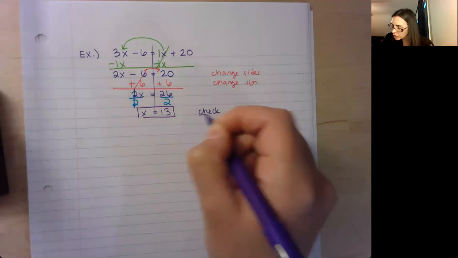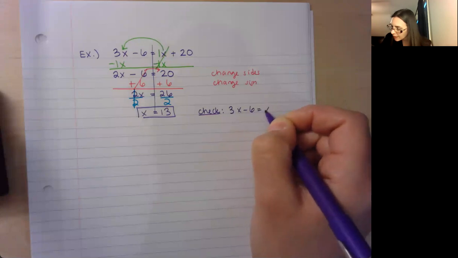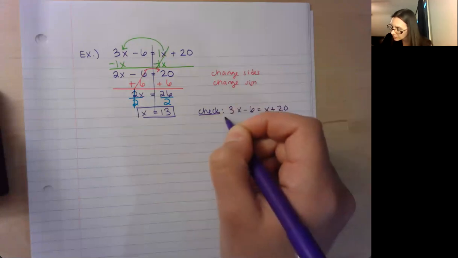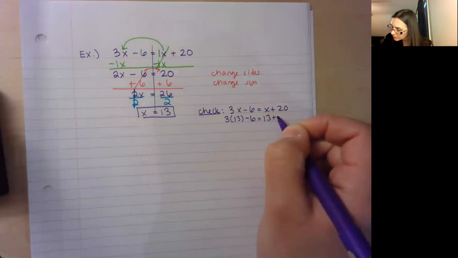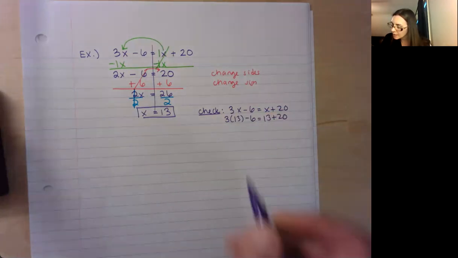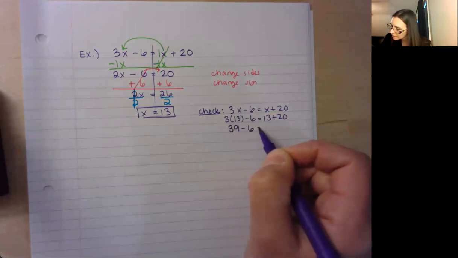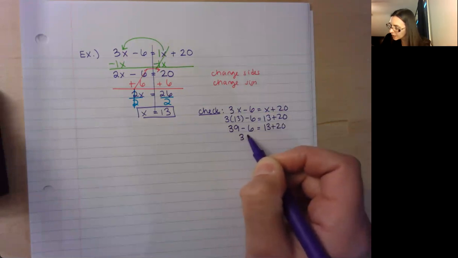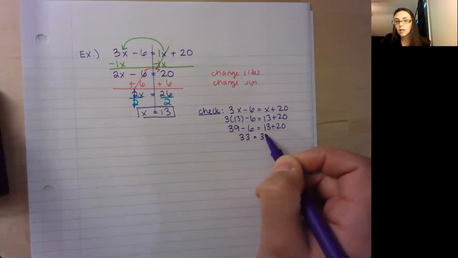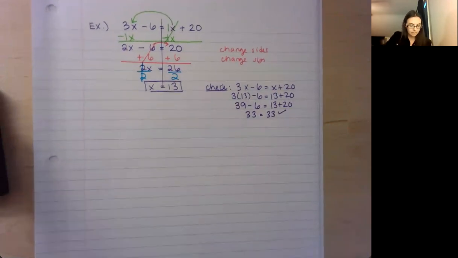All right, I'm going to just do one check here. So I go back to that original equation. I plug in my answer of 13. Now 3 times 13 is going to be 39. And then 39 minus 6 is 33, and 13 plus 20 is also 33. So I do get a true statement there, which tells me my solution is correct.